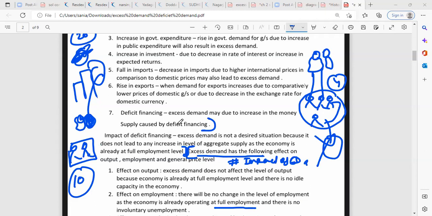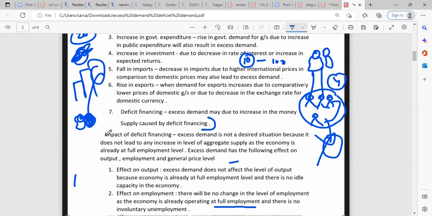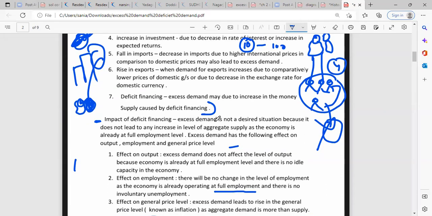So now the deficit financing. The question usually comes: ma'am, what is the impact of deficit financing on our economy? Because of deficit financing, what is happening? For example, I have 10 rupees, but I want to purchase a product of 100 rupees. So I borrowed it from Halima or Sana, right? That is deficit financing. I got money, so of course I will demand, right? So the impact of deficit financing is that excess demand is not a desired situation, because it does not lead to an increase in the level of aggregate supply as the economy is already at full employment. So basically this is the situation.